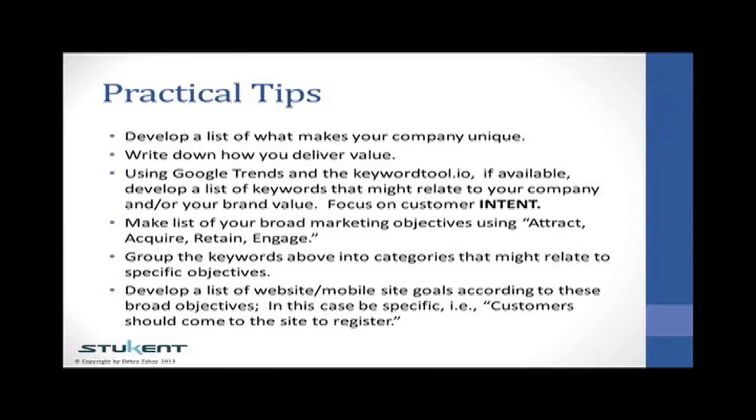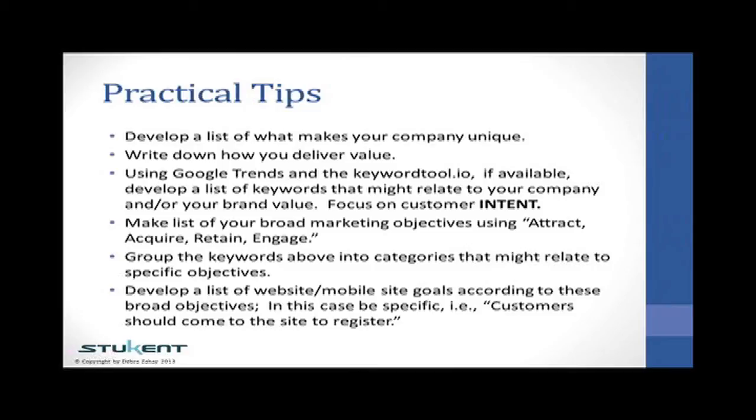And you can also use Keyword Tool IO if you have that available. What Keyword Tool IO does is that it scrapes all the major search engines, their suggested terms. So even if you don't have access to Google AdWords, you can actually use that to develop a list of keywords that might relate to your company or your brand value. And in the simulation, of course, we have that already. We can look and see which popular terms are available, and that's really very helpful. But once you leave the simulation and the safety of the simulation and start working for a real company, these are tools that can be quite helpful.